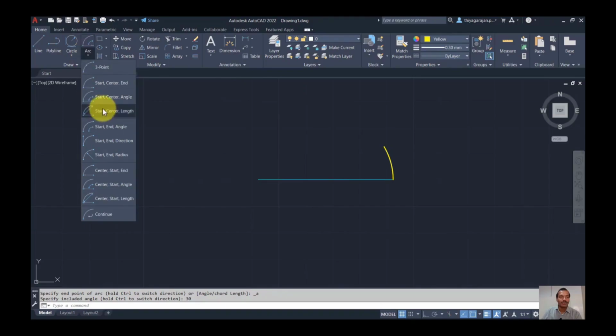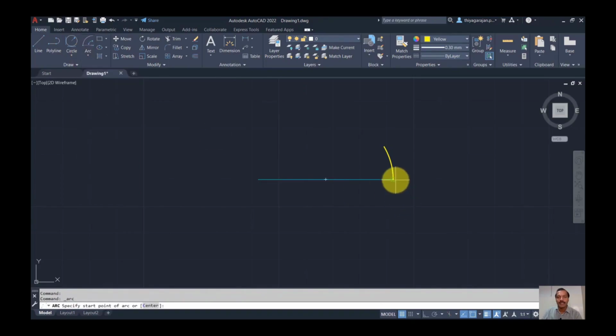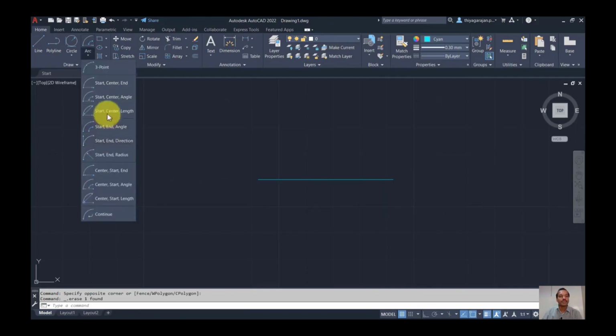Similar way, I'm going to choose start, center, angle. Same start point, same center point. Now I'm going to give minus 30. What will happen? Minus means clockwise direction. So clockwise I will get the arc. So this is clockwise arc. This is anti-clockwise arc. Both the arcs have the radius of 25.